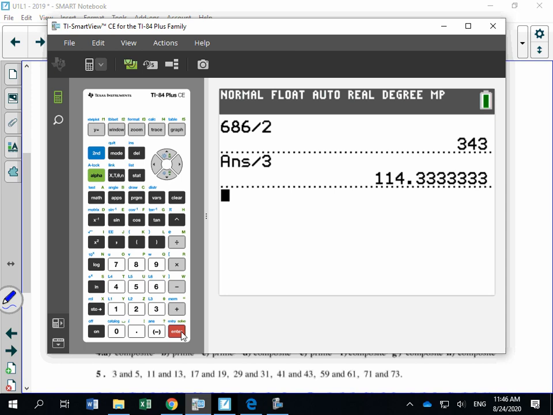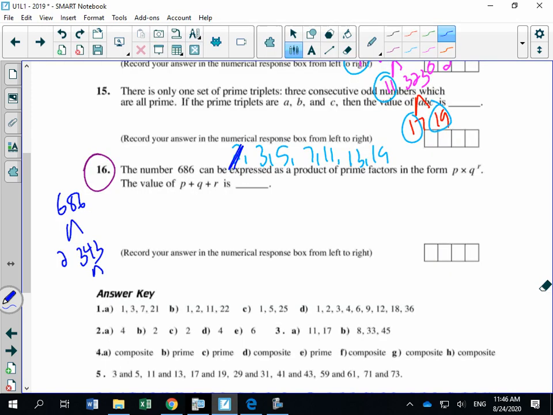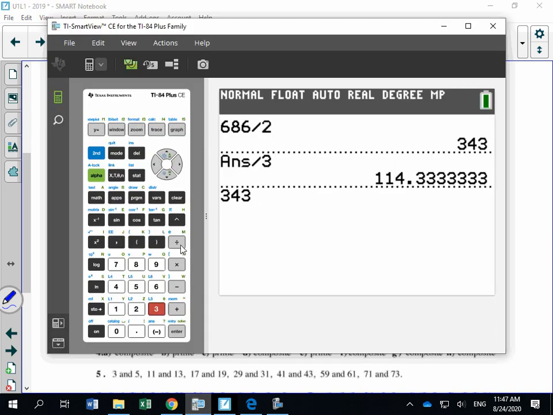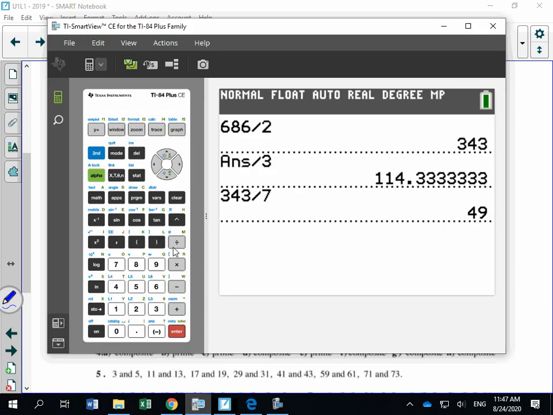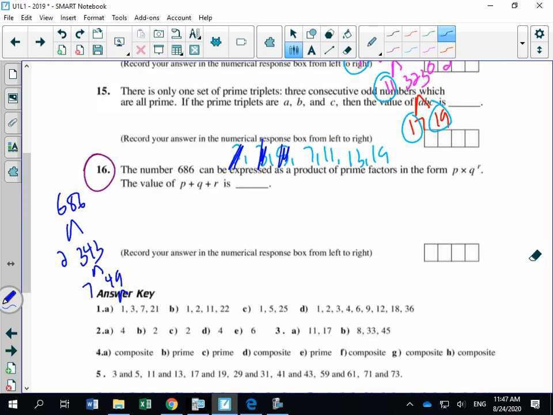Nope. 343. I know 5 won't work, so I'm going to scratch that out. I'm going to check 7. 343 divided by 7 is 49. So 7 and 49. And if you take 49 and divide that by 7, 49 divided by 7 is 7, right?